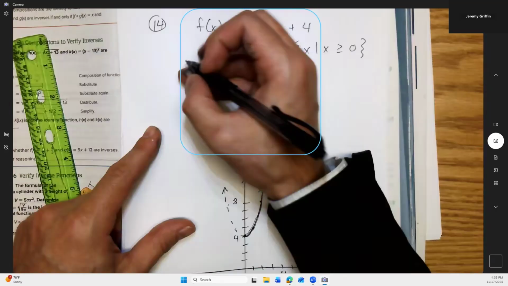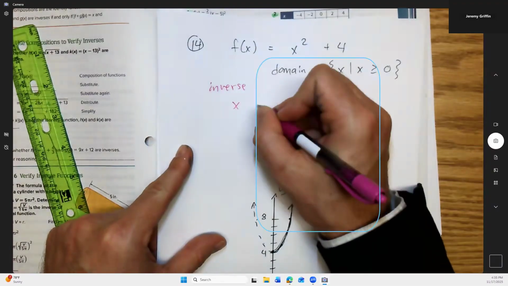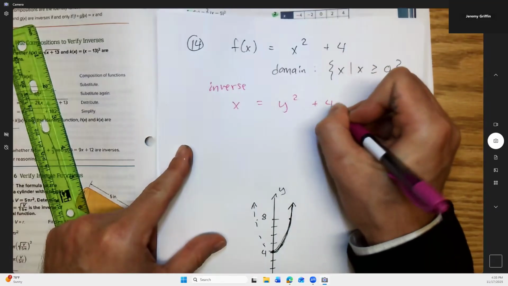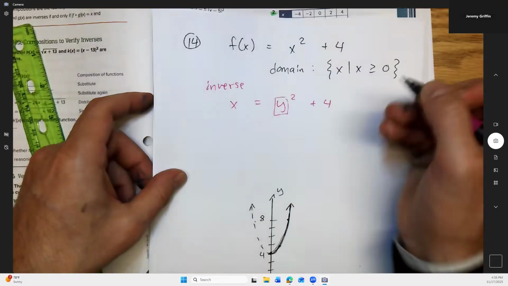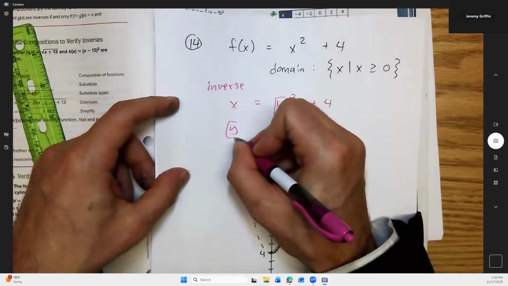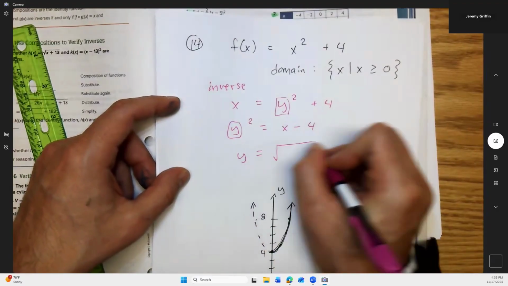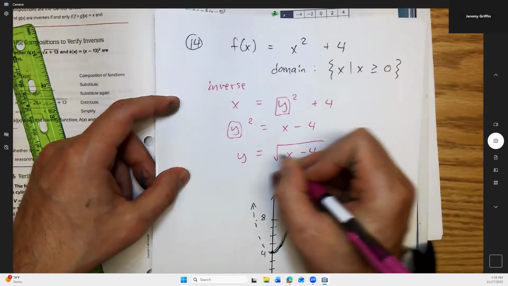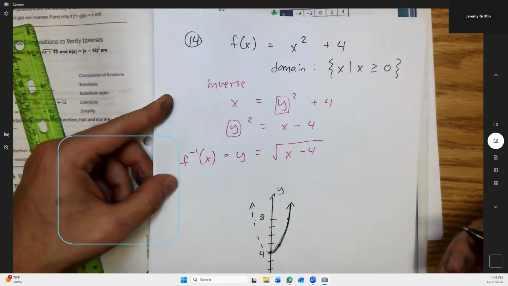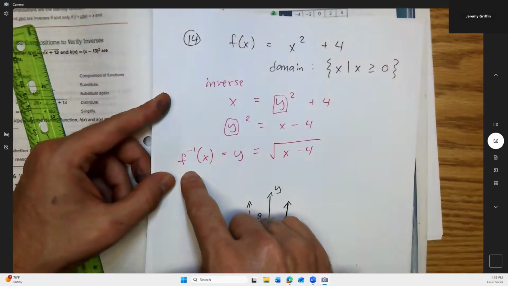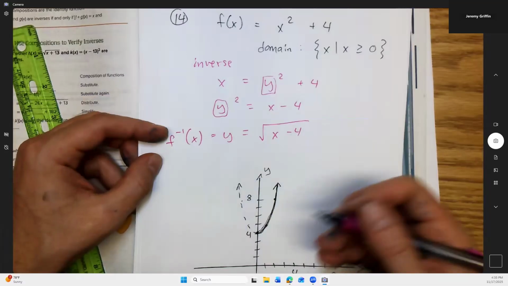Now let's find the inverse. I'll change the pink ink for the inverse. So I'm swapping my x and my y. All I did was f of x became y, and x became y, right? And then solve for y. So subtract 4. Y, which we're solving for, squared equals x minus 4. Take the square root. Y equals the square root of x minus 4. And that is your inverse function. Notice I am calling this a function because I'm only going to take the top half of this. See, if I did plus or minus, it would no longer be a function.